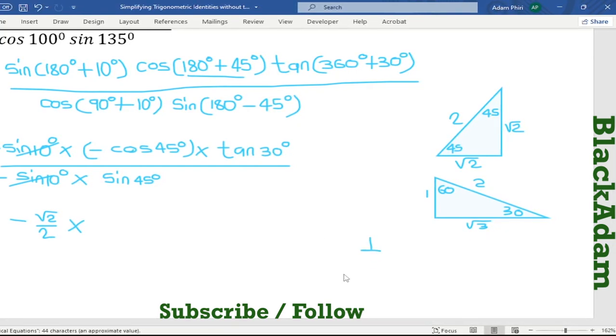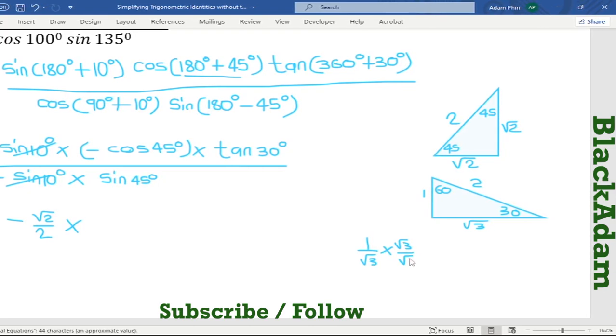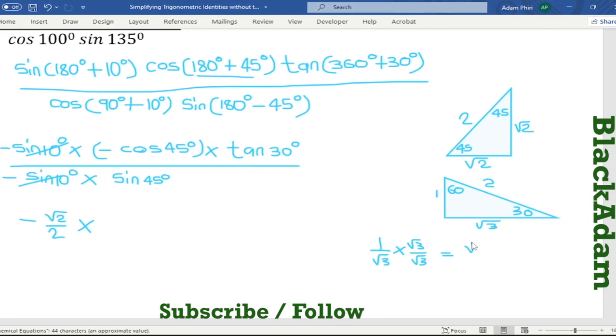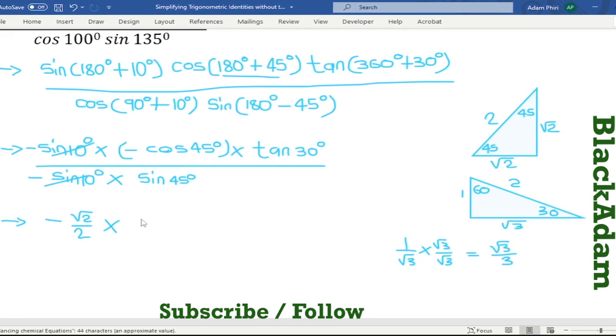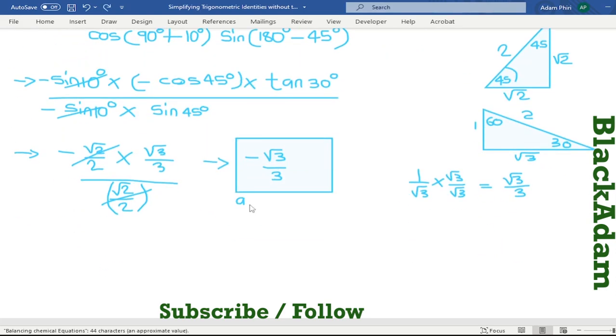y over x, so it's 1 over root 3, so multiplying both numerator and denominator by root 3 gives us root 3 over 3. And sine 45 is going to be root 2 over 2, so that cancels that, so we have negative 1 times, that will be negative root 3 over 3.